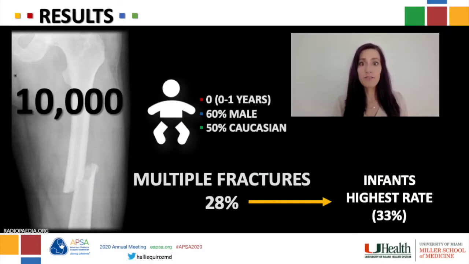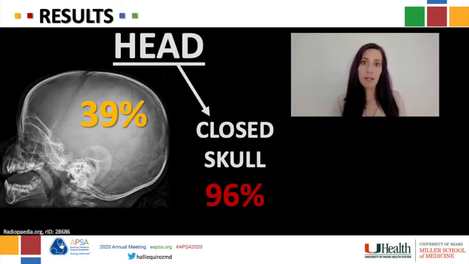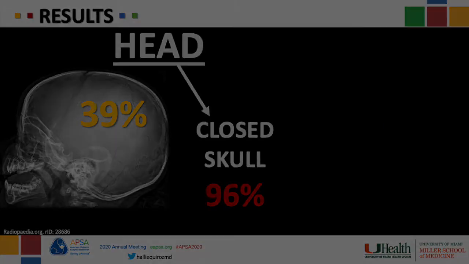The majority were infants, 60% were male, and half were Caucasian. Multiple fractures were evident in 28% of the cohort, and infants were the most likely to sustain multiple fractures. Head fractures made up 39% of the cohort, with closed skull fracture by far the most common.